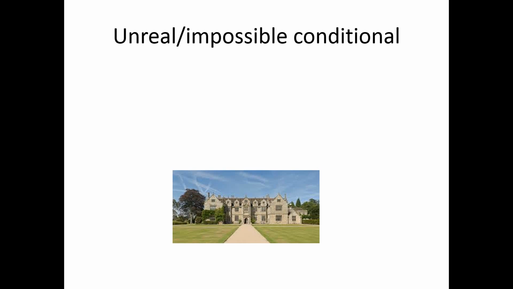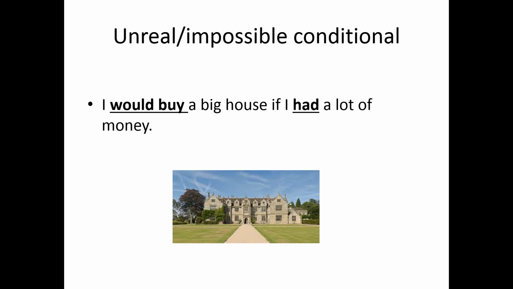Here's an example. I would buy a big house if I had a lot of money. Do I have a lot of money? No. Will I buy a big house? No. So I can mark that this is unreal by using past tense here and also using would plus the V1.